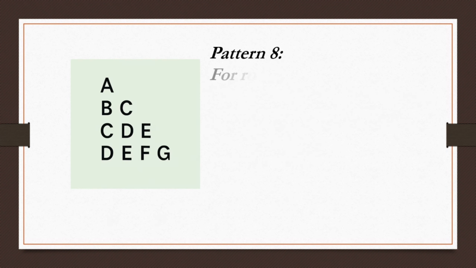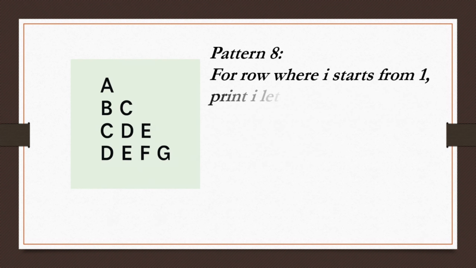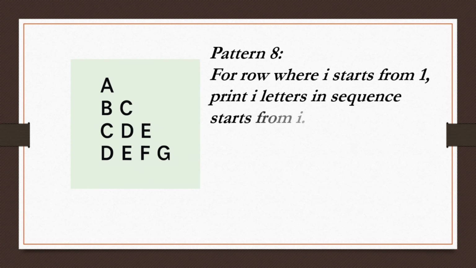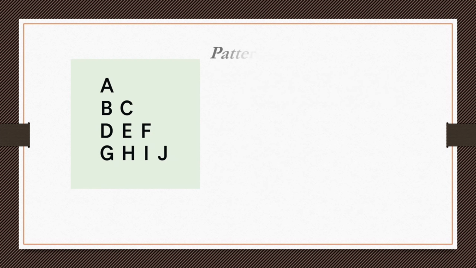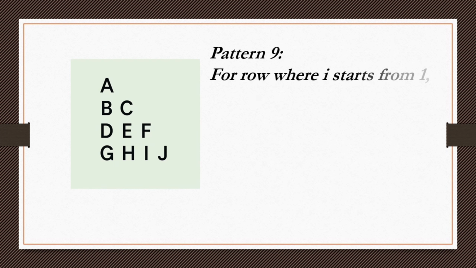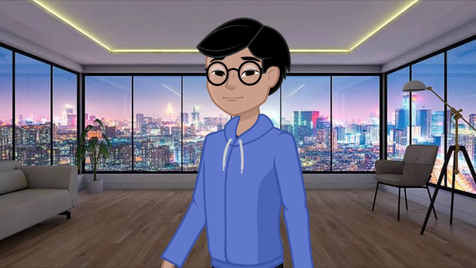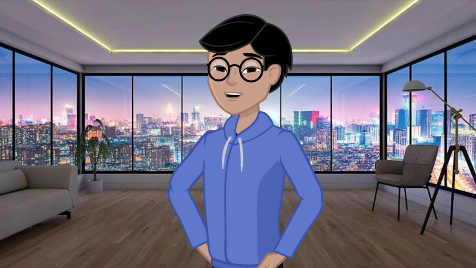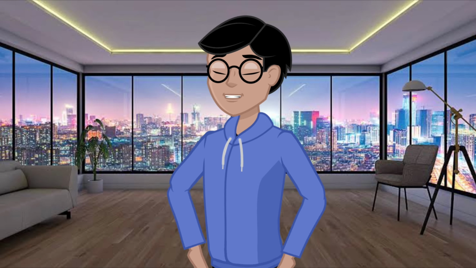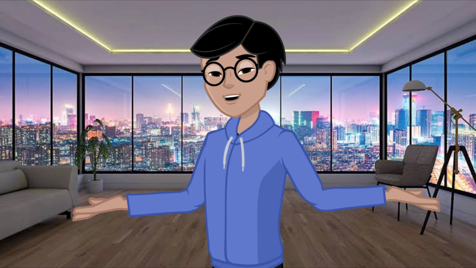Pattern 8. For row where I starts from 1, print I letters in sequence starting from I, row 1: A, row 2: BC, row 3: CDE. Pattern 9. For row where I starts from 1, print I letters continuously until reaching the end of the row, row 1: A, row 2: BC, row 3: DEF. Hope you guys gain a clear understanding of generating right-angled triangle patterns. Now let's take the time for generating these patterns one by one by applying Java code.